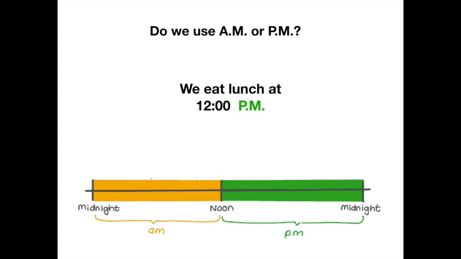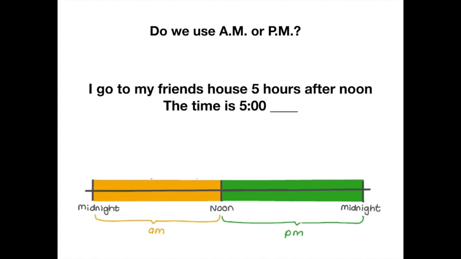Let's try one more. I go to my friend's house 5 hours after noon. The time is 5 o'clock. AM or PM? 5 hours after noon. So you can check out the chart where noon is. 5 hours after that. Would that be in the AM or the PM?